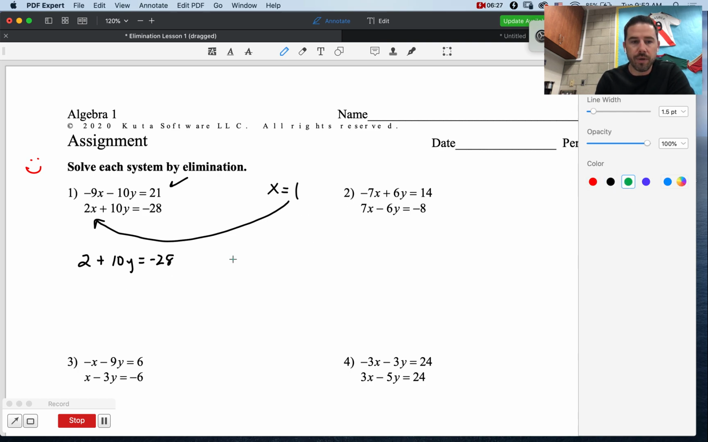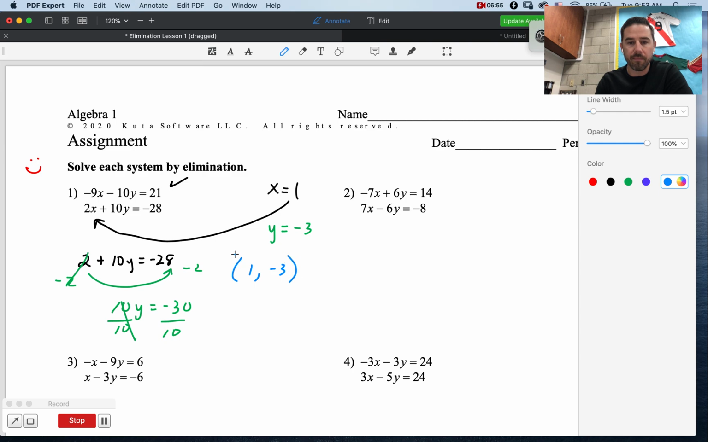Okay. All we're going to do here, move this guy over by subtracting 2, and we get 10y equals -30, because -28 minus 2, just use your calculator, gives you -30. Divide by 10, and y equals -3. You see that? And now we have our answer. We put it in point form. We put our x first, and we put our y second. Boom. How about them apples, right?